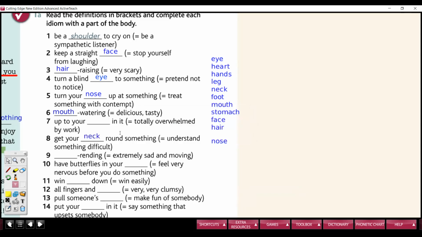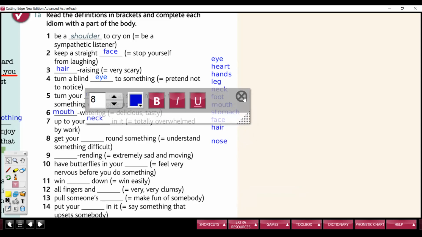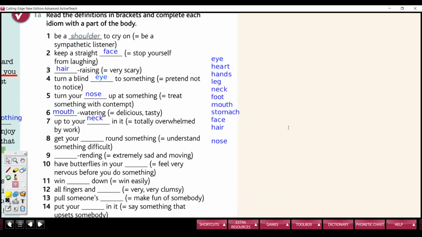And there's, oh no, sorry, no. No, up to your neck. Understand something difficult. Get your blah, blah, blah, around something. Relate. Your, which one, Manuela, sorry? Hands. Hands? Yes. No, not really.